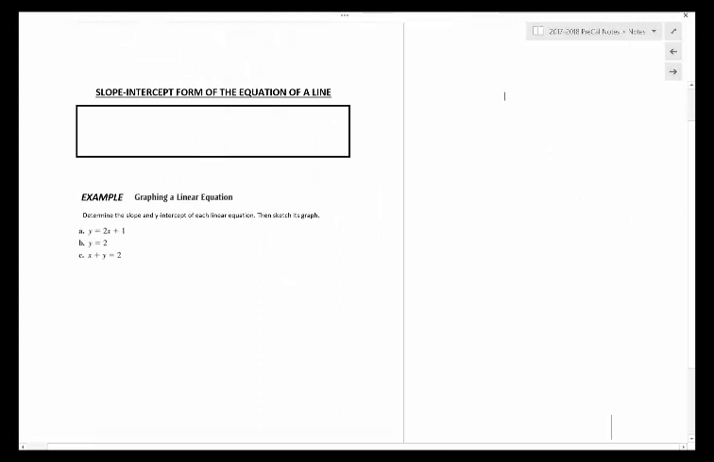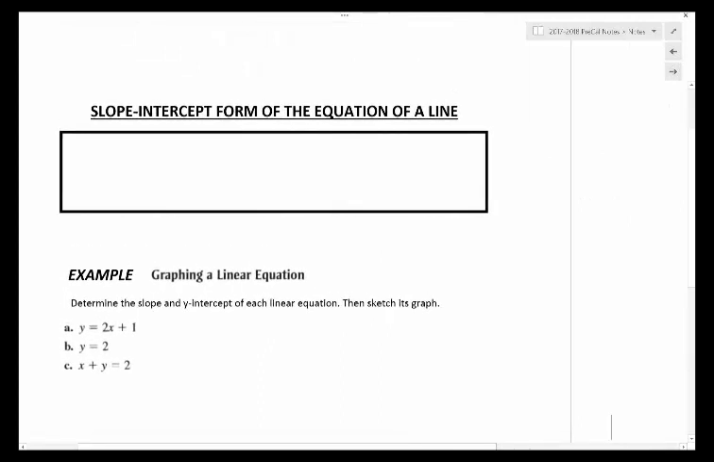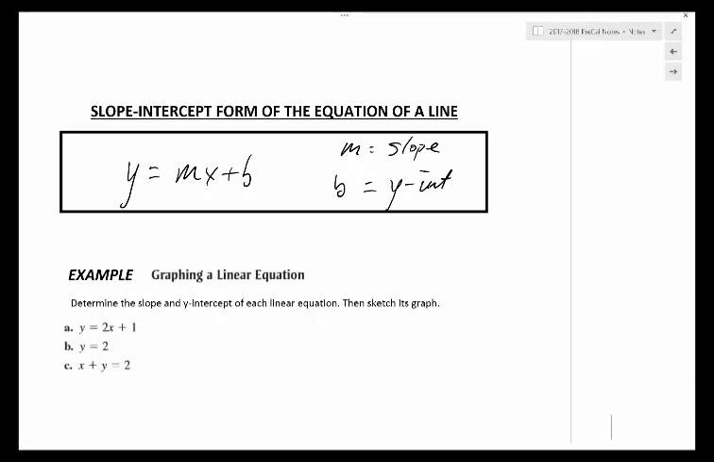The slope-intercept form of the equation of a line is the version that I prefer, which is y equals mx plus b. Your m is your slope. Your b is your y-intercept. This is the format that most math teachers prefer, because this is the format that allows you to plug it into a graphing calculator, get your graph, and look at it. Okay?